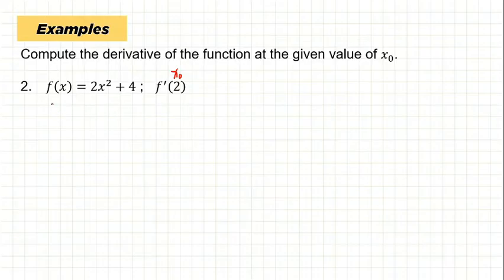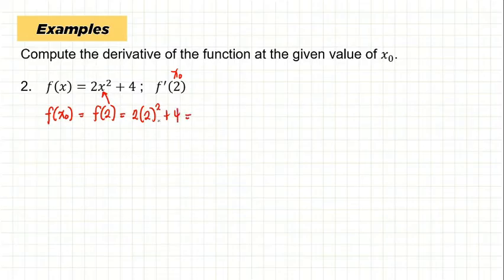Okay? So first, like earlier in number 1, we will solve first for f of x sub o, and our x sub o is 2. So we have f of 2. We will just substitute 2 to our x. So we will have 2 times 2 squared plus 4, and that is equal to 8 plus 4, and that is 12.